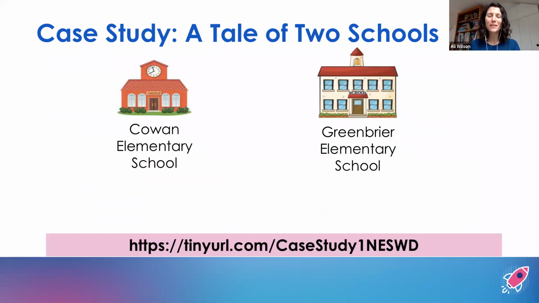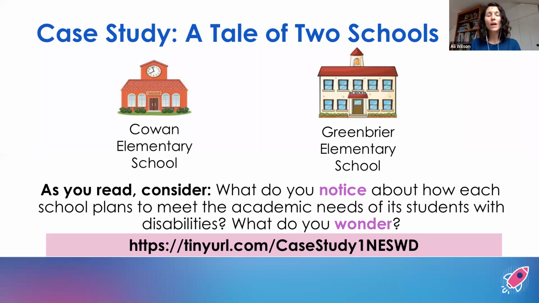All right, so now that we've reminded ourselves of the importance of engaging all students with grade level text, let's think about systems that support this type of instruction. So we're going to read about two schools, Cowan Elementary and Greenbrier Elementary, to see what summer actions they take to schedule and plan for fall instruction. So as you read, I want you to consider this question. What do you notice about how each school plans to meet the academic needs of its students with disabilities? And what do you wonder?